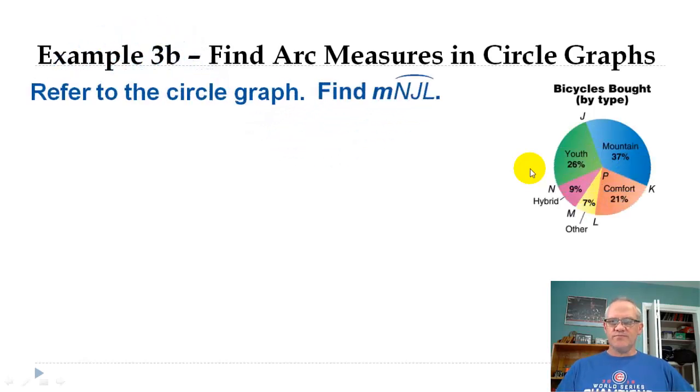And now in this one, if you notice here, it said find the measure of arc NJL. So from N to J to L. Okay, so that's all this together. Well, you could do one of two things. You could do what we did before and find each one individually and just add those up. Or we could just add the percentages first and then multiply. So let's do the percentages first.